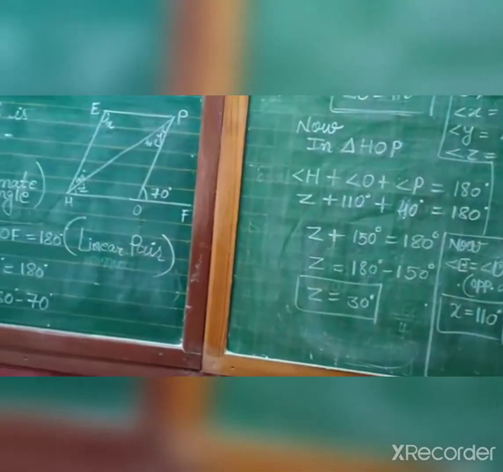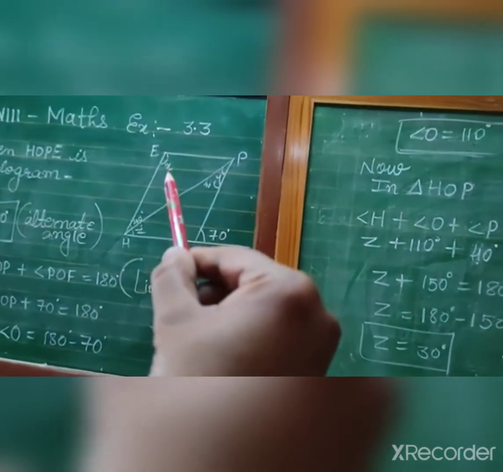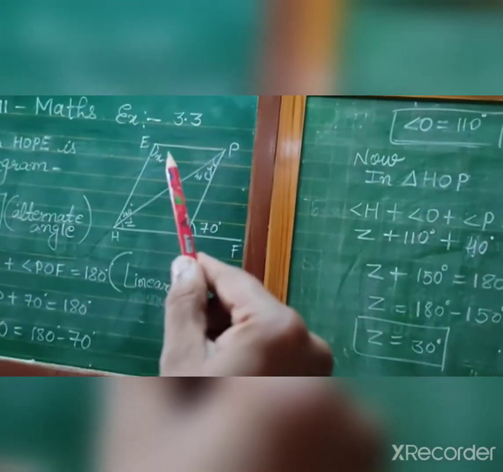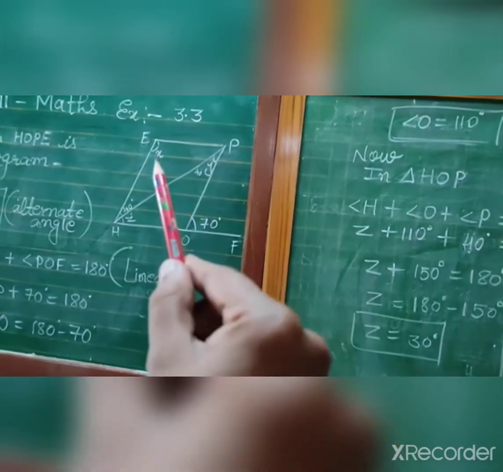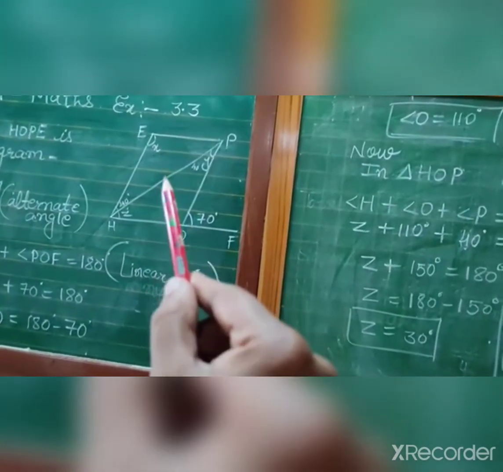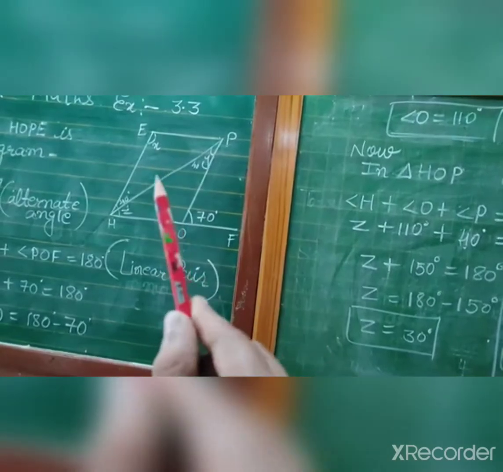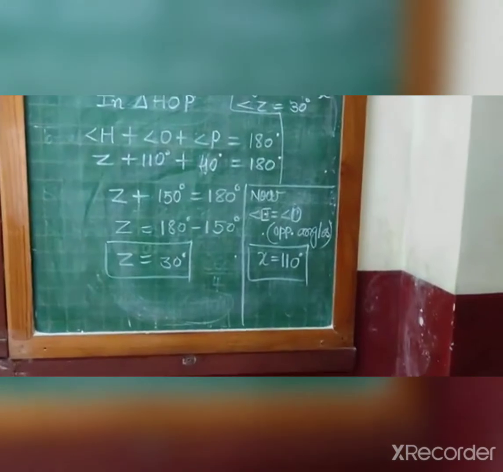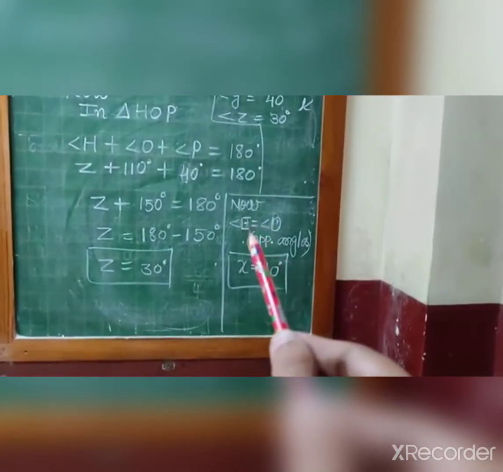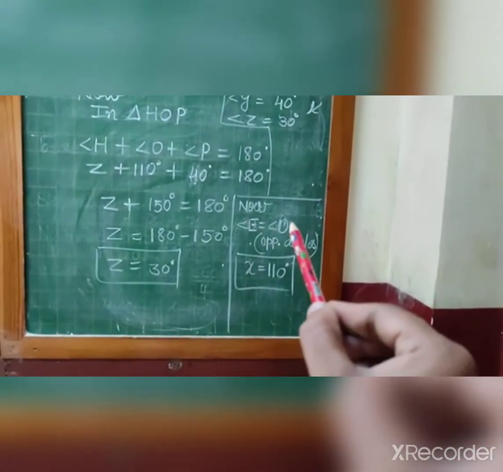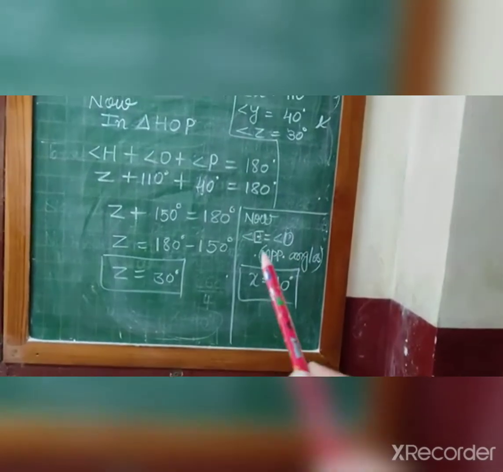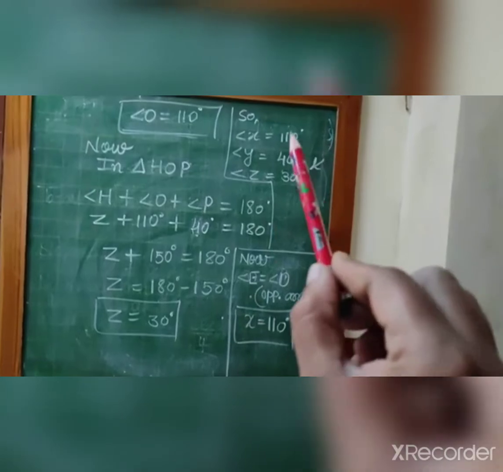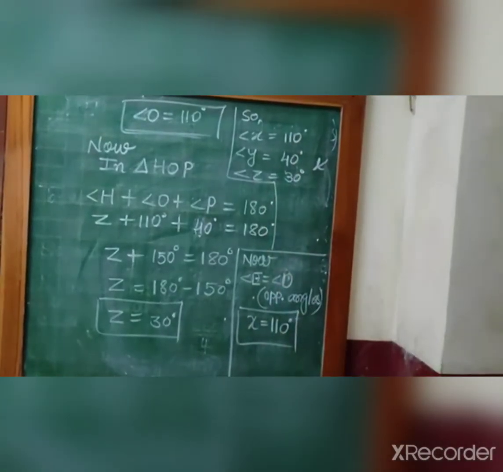Now angle E is equal to angle O. Why? Because the opposite angles of a parallelogram are always equal. The name of the angle E is x and the angle O is 110 degree. So angle x equal to 110 degree, angle y is equal to 40 degree, angle z equal to 30 degree. Okay.